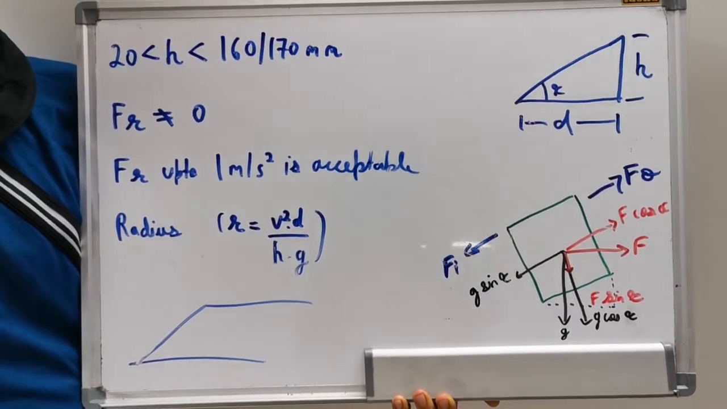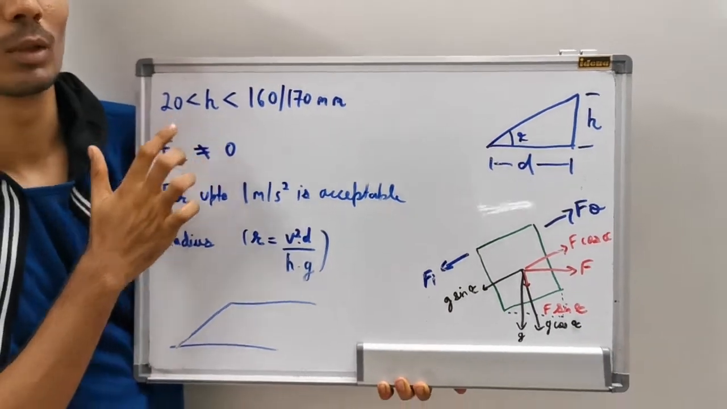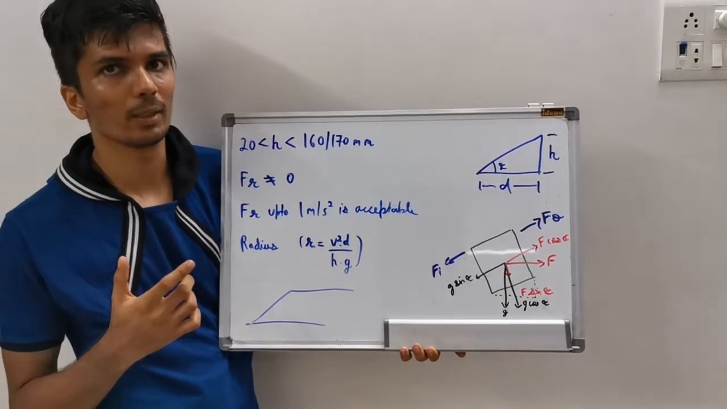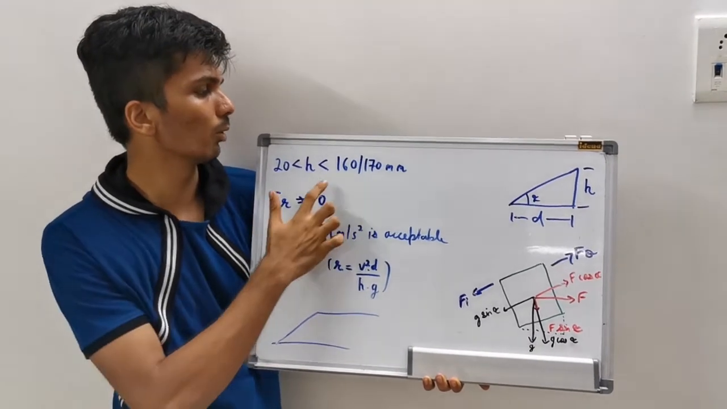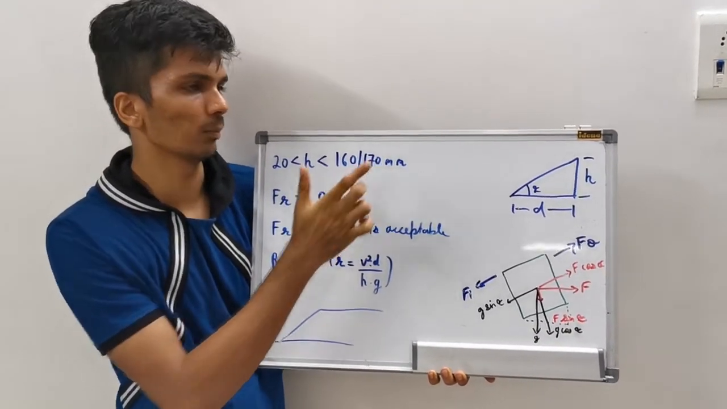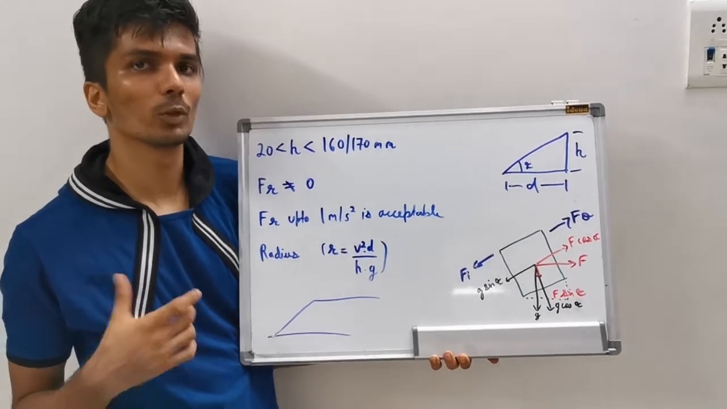There are certain rules and regulations. In Germany, you have a cant height of at least 20 mm. You can't get a height of 8 mm or 10 mm or 15 mm. It should be at least 20. And the maximum height is 160 or 170 mm depending upon the type of track. So how do we solve it?